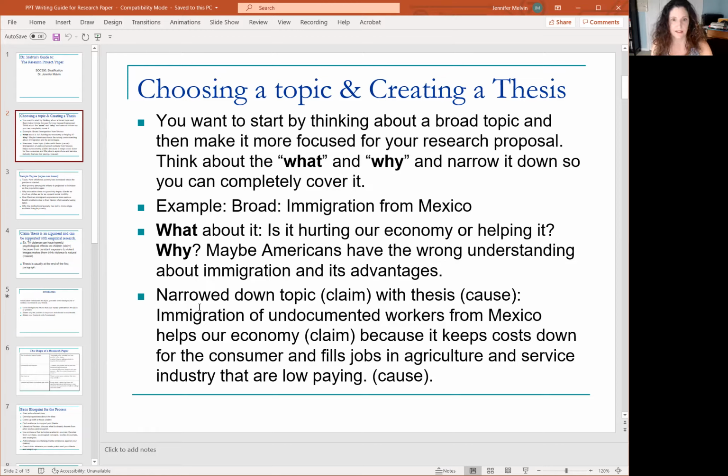If this doesn't resonate with you, email me or you can set up a Zoom meeting and we can talk about this. But remember, there's two parts. There's the what and the why. And the what needs to be the problem, and the why is the reasoning for that problem.